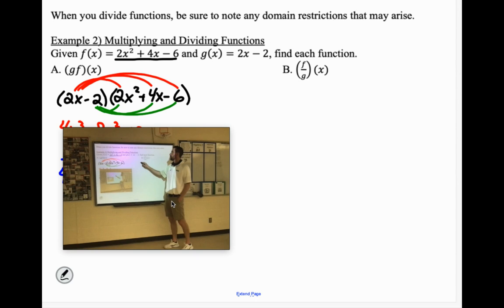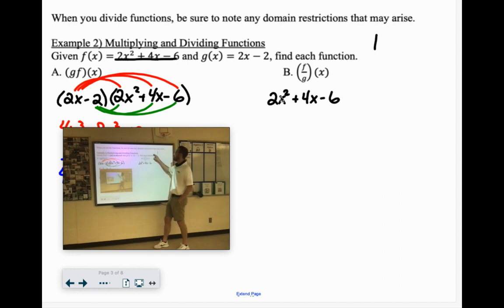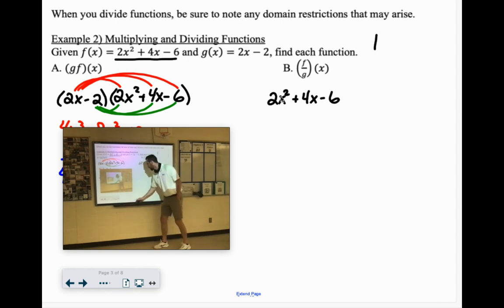So f was 2x squared plus 4x minus 6. Accidentally scooted that down a little bit. Come on. There we go. That'll work. Divided by g of x, which is 2x minus 2.